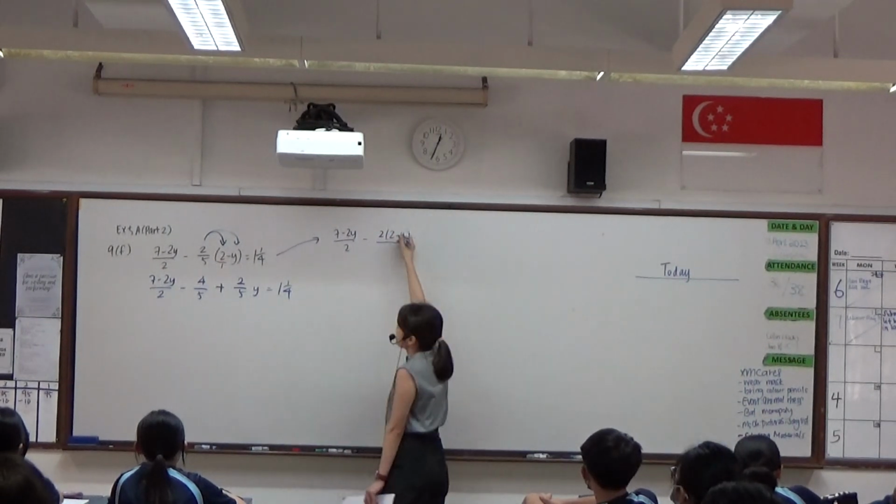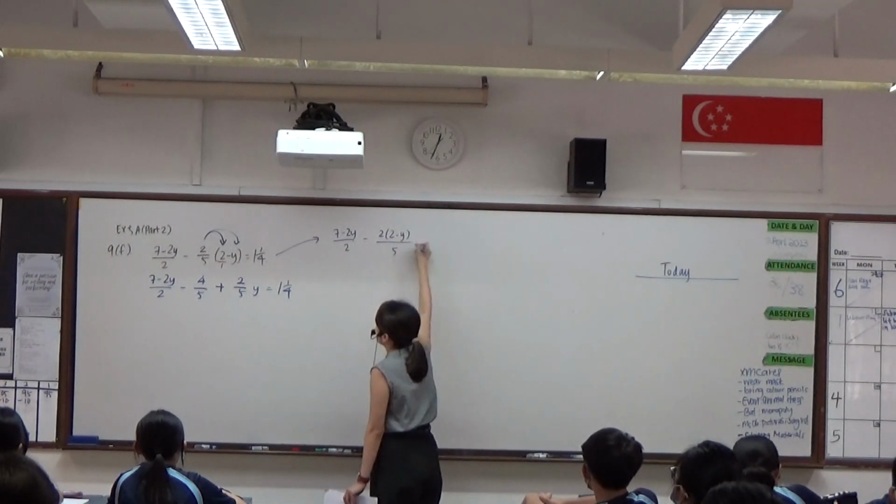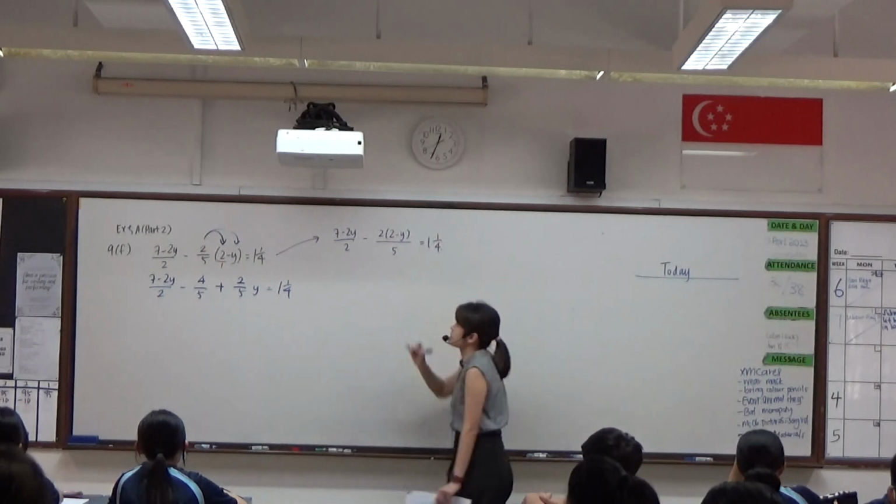2 minus y, where the 2 minus y goes onto the numerator, over 5 equals 1 and 1 over 2.